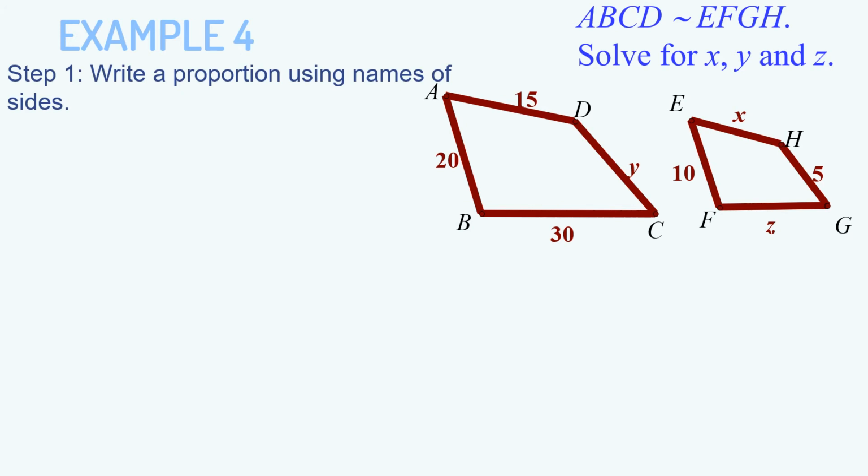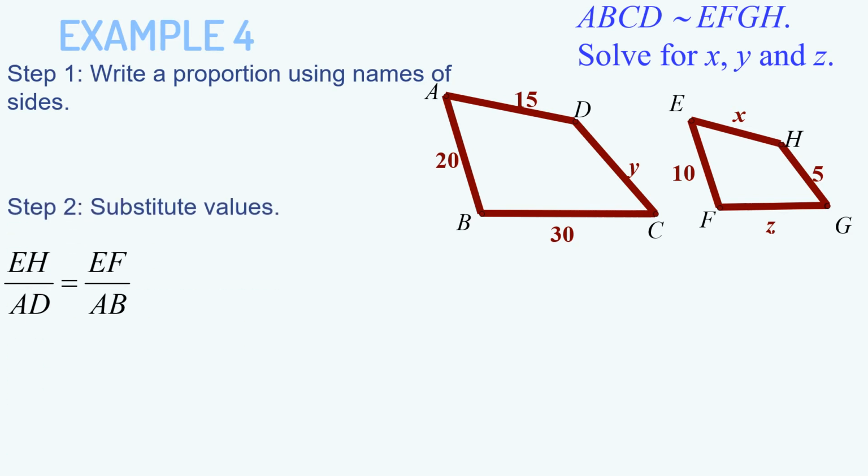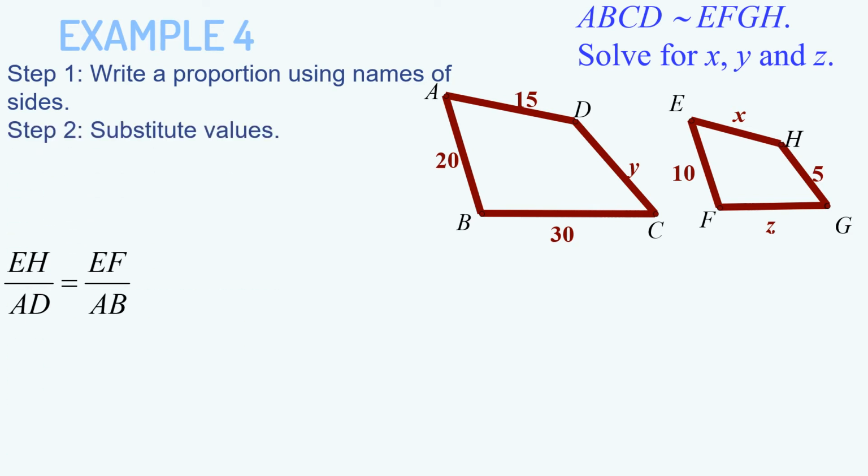We're going to begin writing a proportion using the names of the sides. When we write a proportion, we need 4 sides. I already mentioned 2 sides, EH over AD. EH corresponds to AD, but I also need another pair of corresponding sides, so we can write a ratio. The side that we have chosen in this case is EF, which corresponds to AB. When we write a proportion, we need to guarantee that out of the 4 values involved in the proportion, we know 3, so we can find the other one. So in step 2, we're going to substitute the values. One of them is unknown, and the other ones must be known.